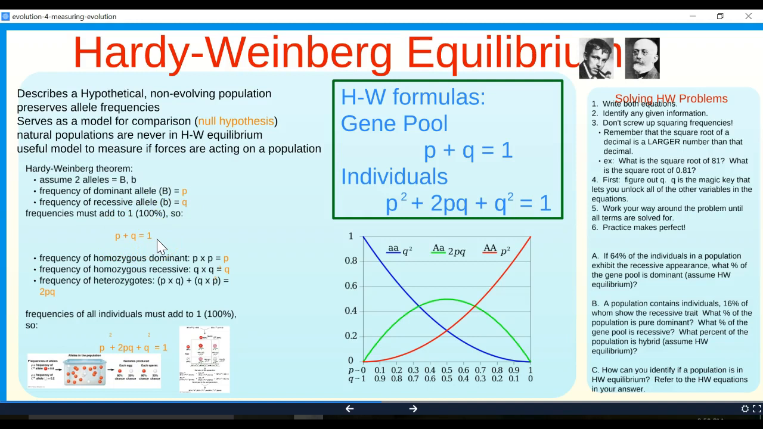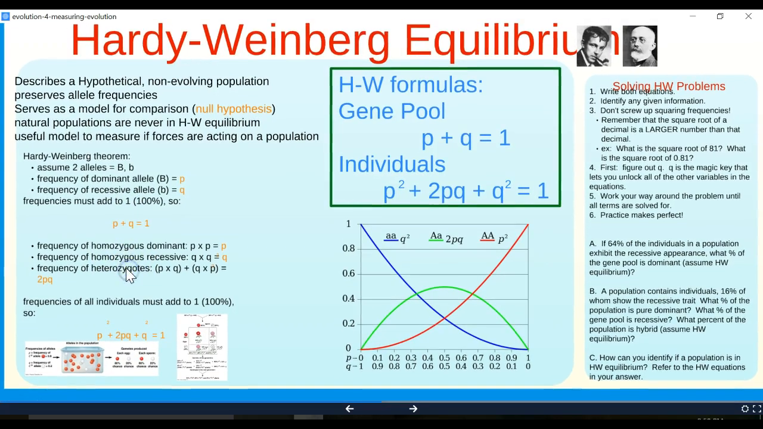Now, pause the video here if that's not making sense, and I will do my best to explain it again. So we know that there are only 2 allele options, right? So you have a dominant allele and you have a recessive allele. So let's say the dominant allele makes up 30% of the population. Well, that must mean then that 70% must then be the recessive allele in that gene pool, because you have to have 100% of your alleles accounted for in that gene pool.